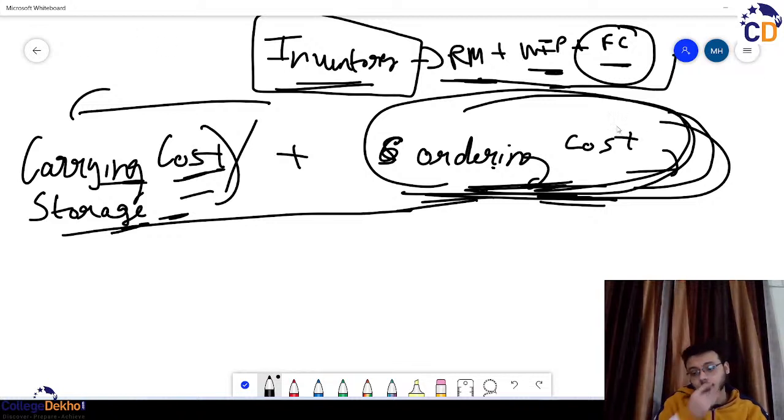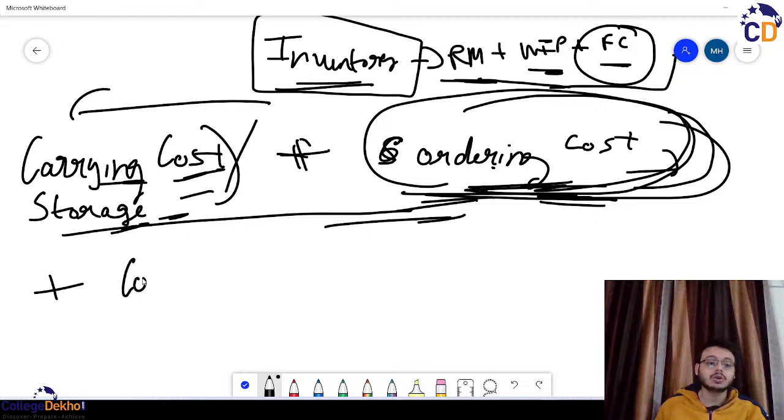So before going to the numerical, there is a kind of, what do we say, a hidden cost in inventory management. Okay. And now what can this hidden cost be? If we try to add one more cost, that is the cost of stockouts.